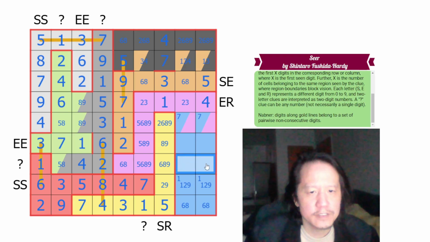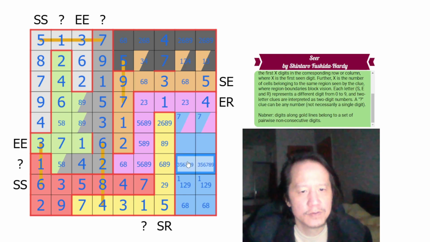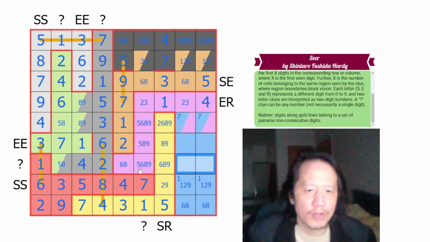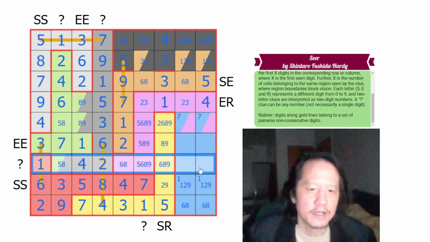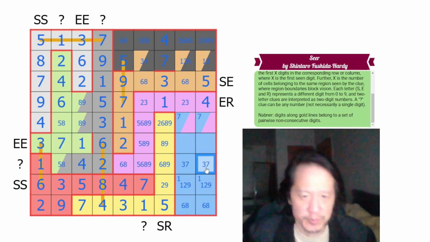The remaining digits here are 3, 5, 6, 8, and 9. This can't be 7 also. Okay, yeah, we have a 5, 6, 8, 9 quad in row 7. So therefore the rest of the row cannot contain 5, 6, 8, and 9. So this must be 3 and 7 specifically.